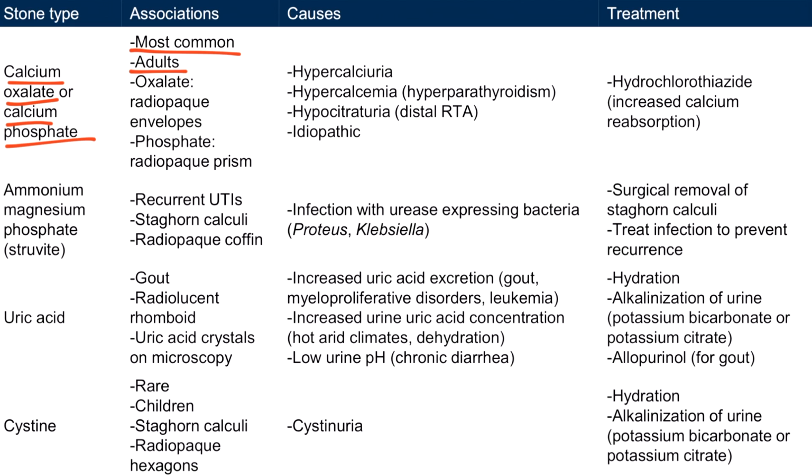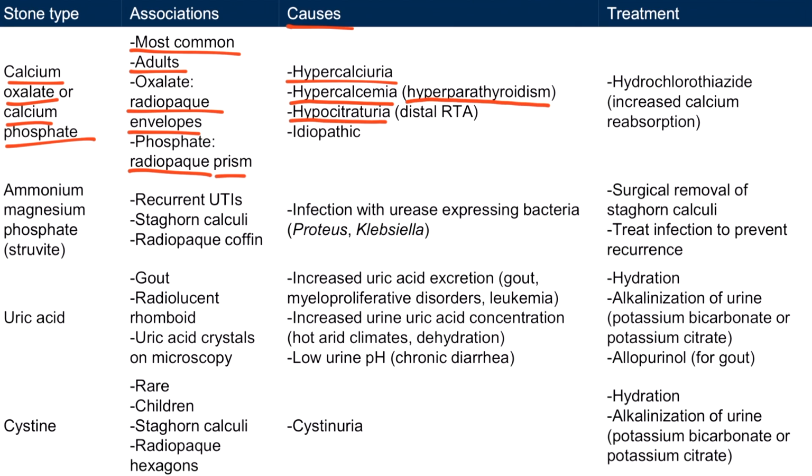Now, calcium oxalate stones are radio-opaque, meaning they can be seen on X-ray, and they often look like envelopes on histology. Now, calcium phosphate stones are also radio-opaque, but they're prism-shaped on histology. What causes these calcium stones? Well, hypercalciuria, or increased urine calcium, hypercalcemia, for example, hypercalcemia caused by hyperparathyroidism, or hypocitraturia, so low urine citrate levels.